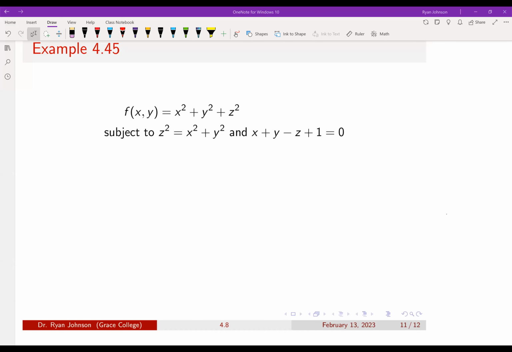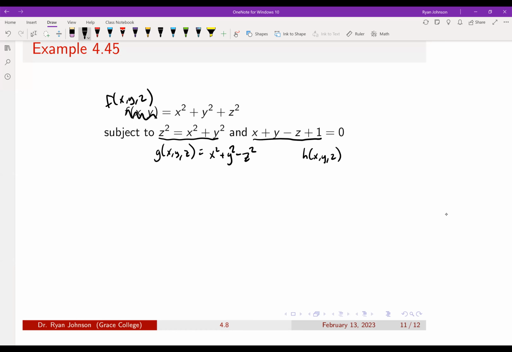Okay, this will be our final example. This is what to do when you have two constraints, and in this case, three inputs. Three inputs, not two. So, we'll call this first input g of x, y, z equals x squared plus y squared minus z squared. That's that. And we'll call this one h of x, y, z equals x plus y minus z plus 1.